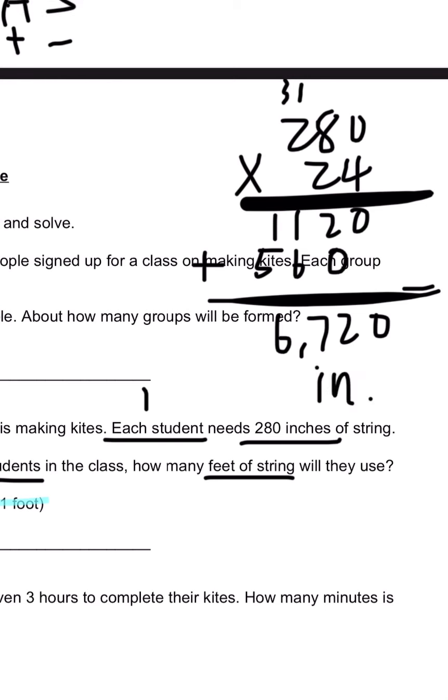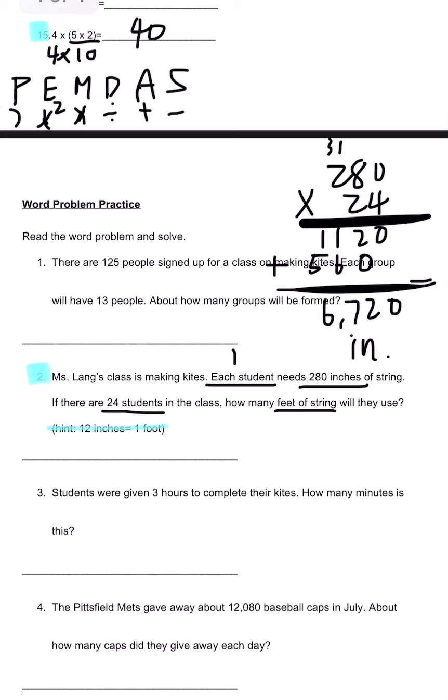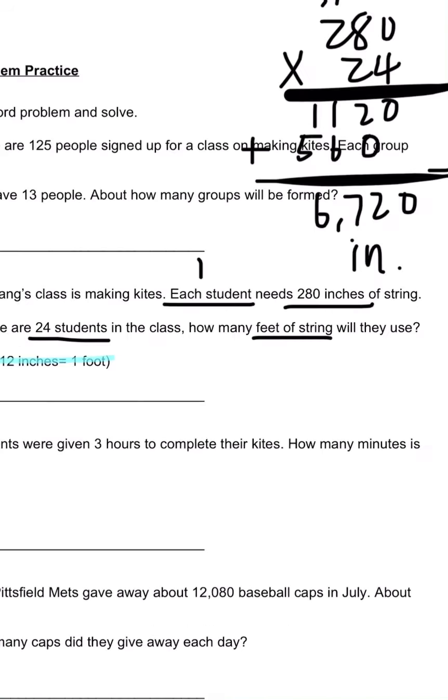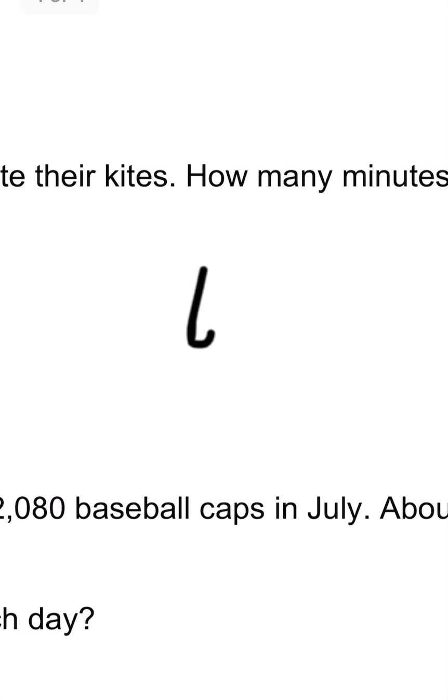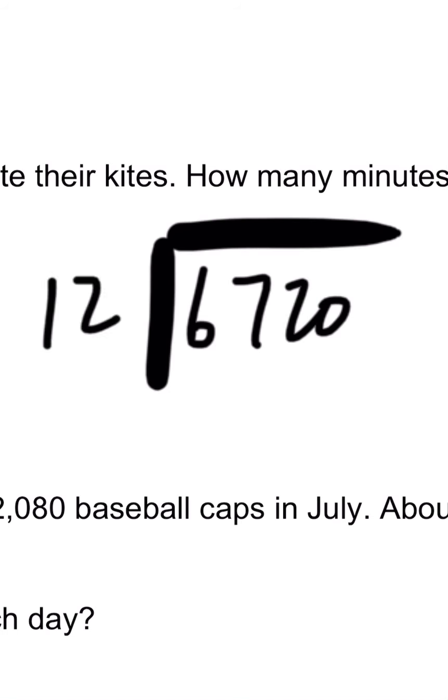We want to convert it into feet, so we look over here. 12 inches is 1 foot. Since we have 6,720 inches, we'll divide that by 12. So we'll do 6,720 divided by 12. Again, we'll look at the first number.